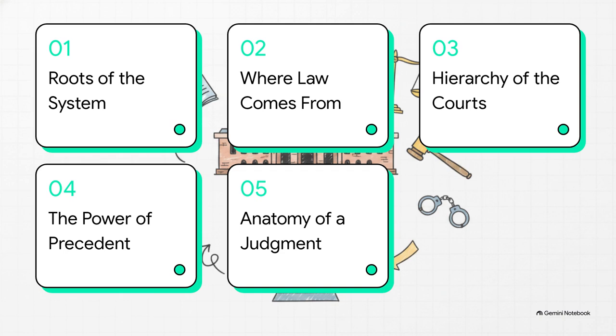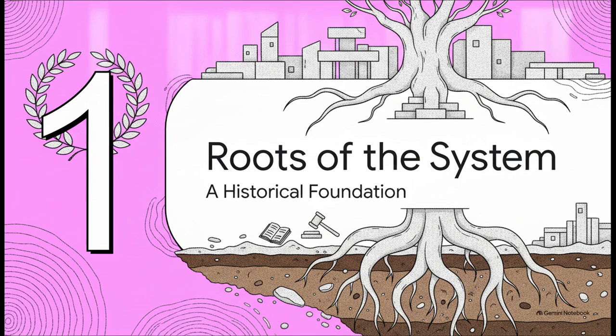Here is our blueprint of justice for today's session. We're starting with the roots of the legal system, then we'll look at where law actually comes from, climb the hierarchy of the courts, explore the power of precedent, and finally, dissect the anatomy of a court judgment. Section 1. Roots of the legal system.